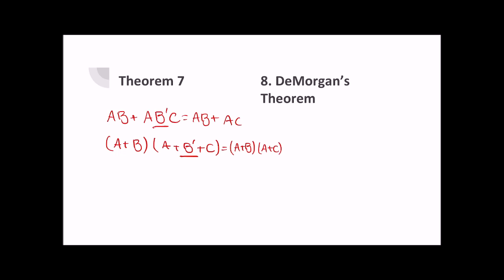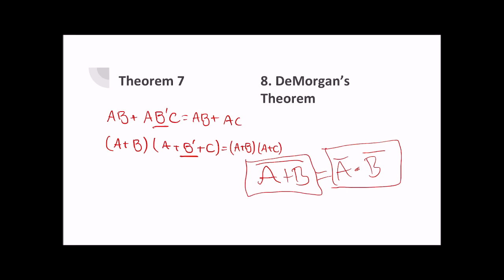Theorem 8, De Morgan's theorem. This theorem tells us that if you have a plus b all inverted, it's the same as a inverted times b inverted. And the second part tells us kind of the same. As you can see, this is the same as this. So A times B all inverted will be the same as A inverted plus B inverted.